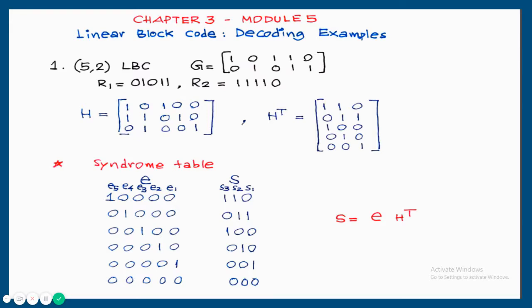First one is 5,2 linear block code. G is equal to 1001. So the G should be known to the receiver for designing the decoder system. G is equal to 1001. So this is an identity matrix. Then 110011. The same generator matrix we have used for encoding.